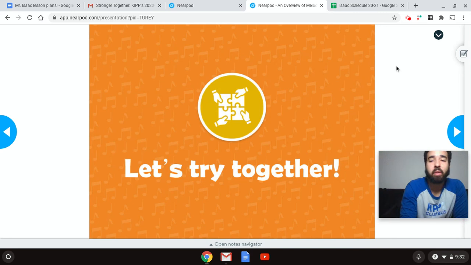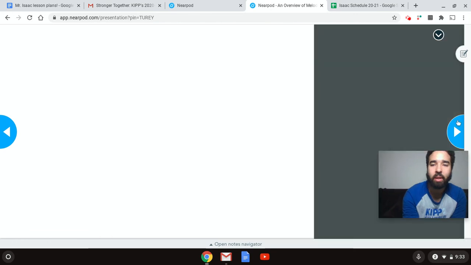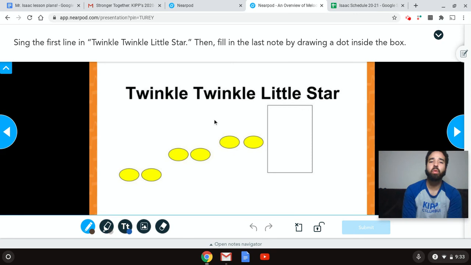And we should be on Let's Try Together. All right, we're almost done with this lesson for today. Fill in the contour. So next we're going to play a game called Fill in the Contour, where you would need to fill in a missing dot in the melodic contour. So kind of just what we saw in the video and as well what we just did in the draw it. Remember, contours show how a melody moves between notes. You can draw your dot either higher or lower than the dot before, depending on if the sound is higher or lower pitched. Sing Twinkle Twinkle Little Star, then fill in the last note, drawing a dot inside the box.